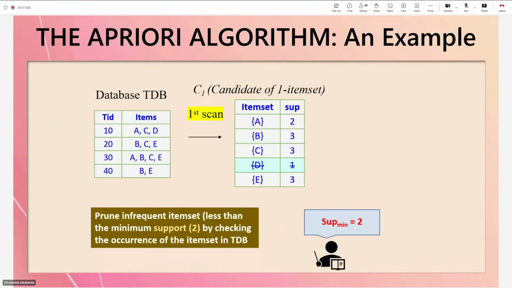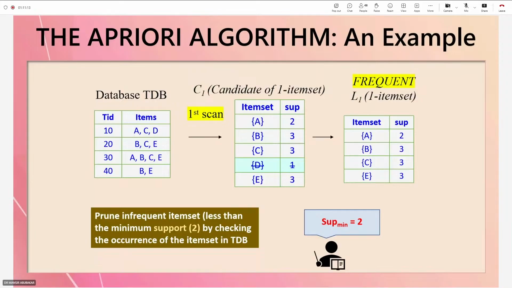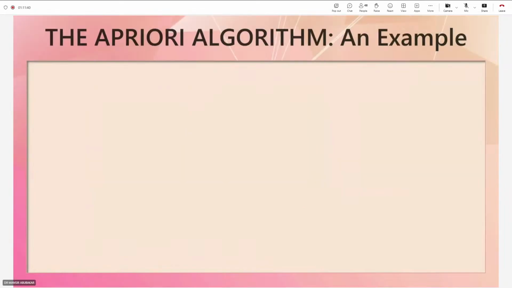Now, continue with the example you see. Now we have the database. We have the candidate of 1 item set. Due to the first scan, then we have the result here, which is frequent items. The support is 2. Then we prune frequent items less than the minimum support. As I said earlier, we check the occurrence of the items in the database. We prune, and you see now we prune D, so we remove it from the data set. So this is the example of the process that we have done.